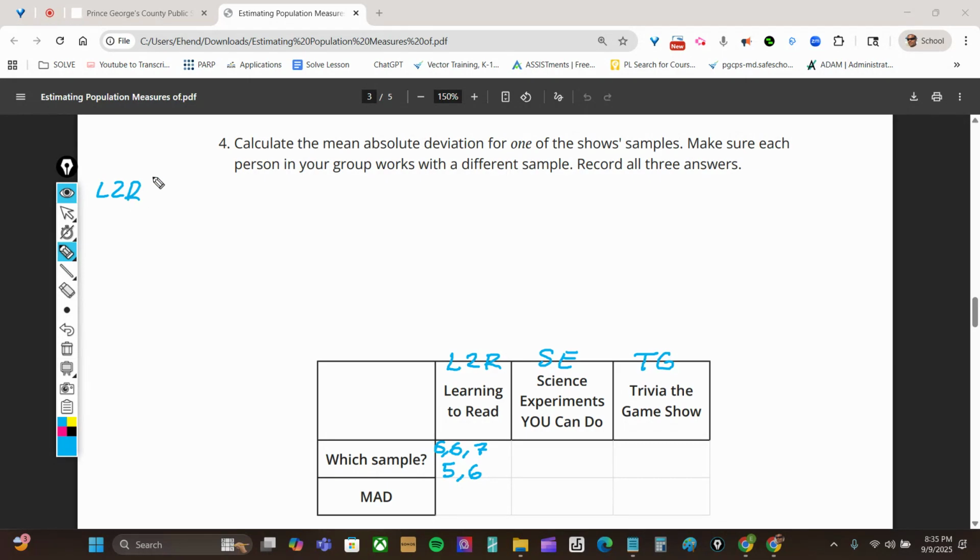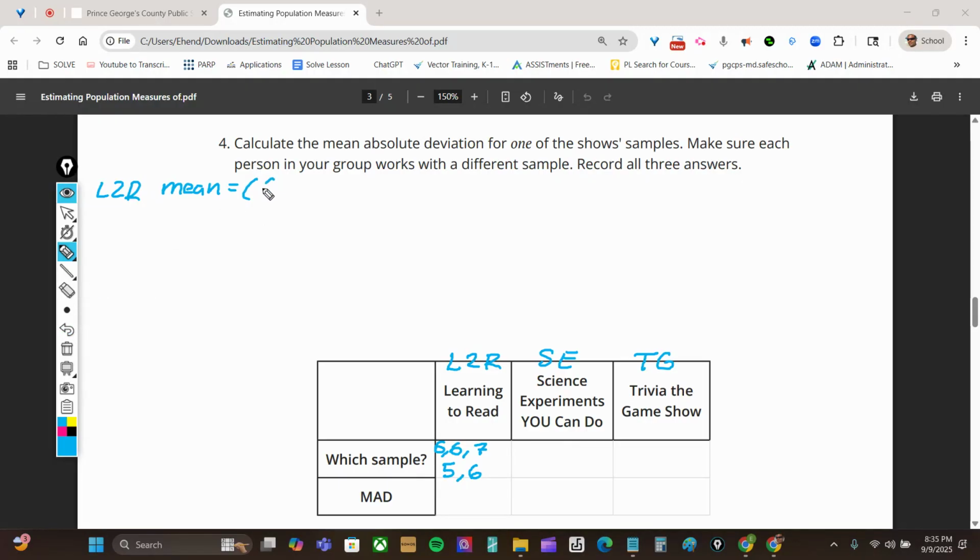The mean is going to be equal to 5. Oh no, I said 6. Start with 6. Let me erase it.